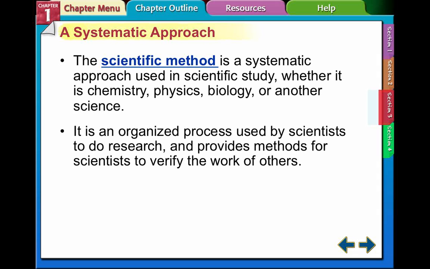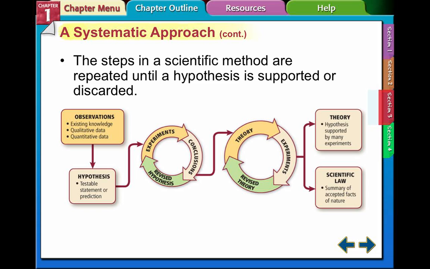It is an organized process used by scientists to do research and provides methods for scientists to verify their work and the work of others. And you can see through this diagram how it works. Now, what you guys are used to is start with a problem, list a hypothesis, list your materials, your methods, or also called your procedures, collect your data, and make a conclusion. Now that is the same thing that it is in this diagram.